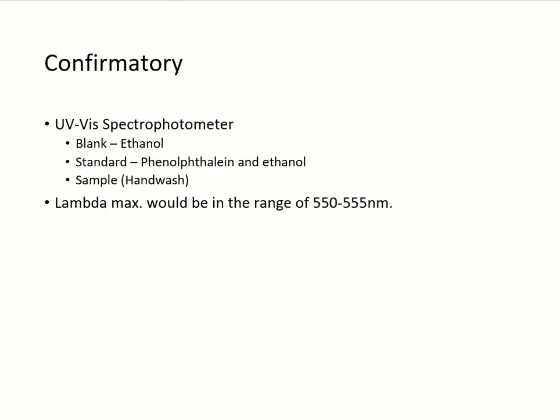Confirmatory tests for phenolphthalein use a UV-visible spectrophotometer. Ethanol is taken as the blank. The standard will be phenolphthalein in ethanol, and the sample would be the hand wash. The lambda max would be in the range of 550 to 555 nanometers.